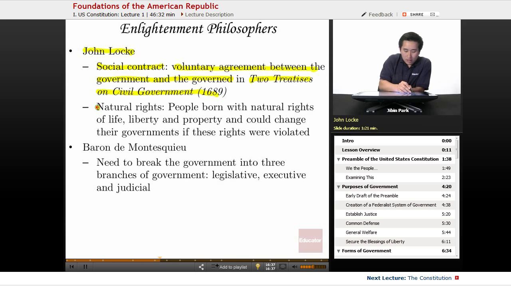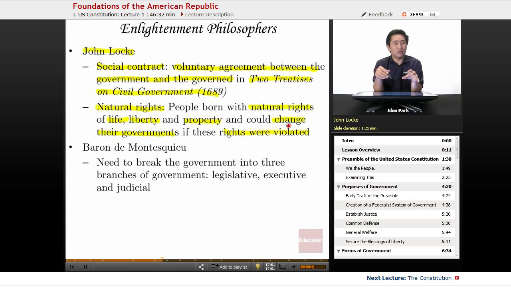And so Locke postulated that people were born with certain natural rights such as life, liberty, and property. And so they could change their governments if these rights were violated. So this idea that if the government didn't respect these natural rights, so the British were not respecting the natural rights of the American colonists, then they had the idea to rebel.